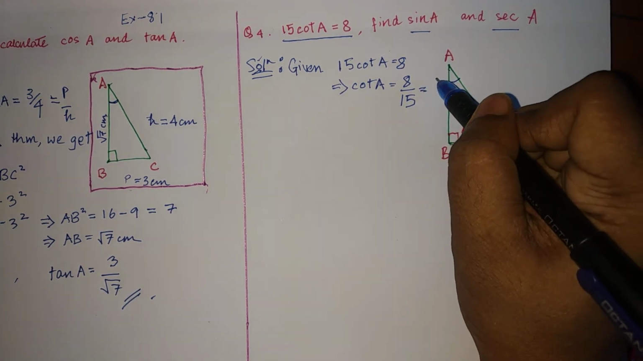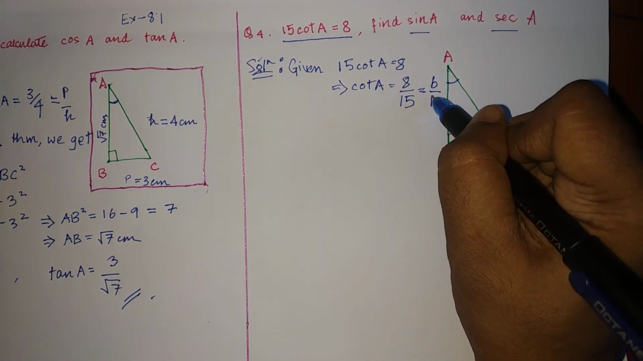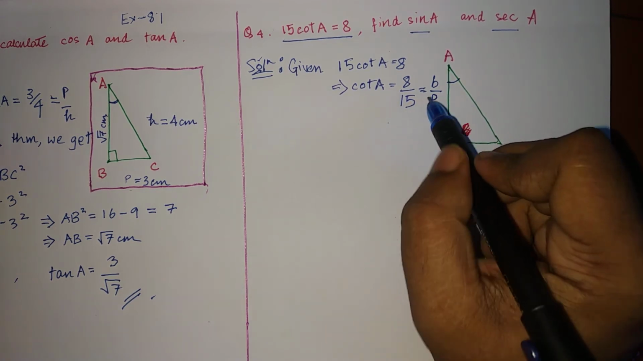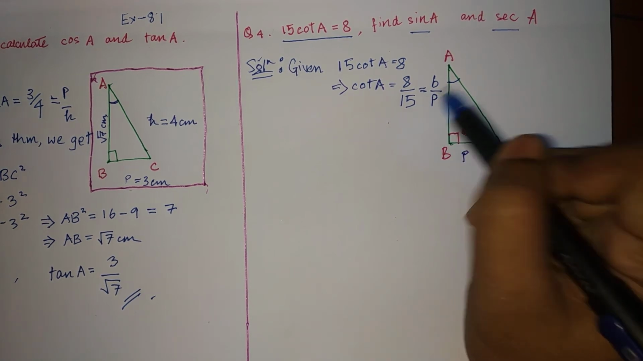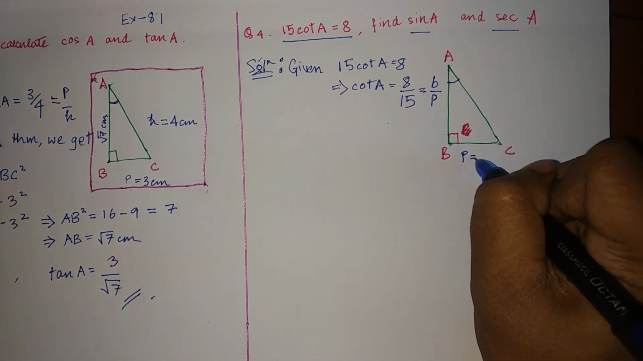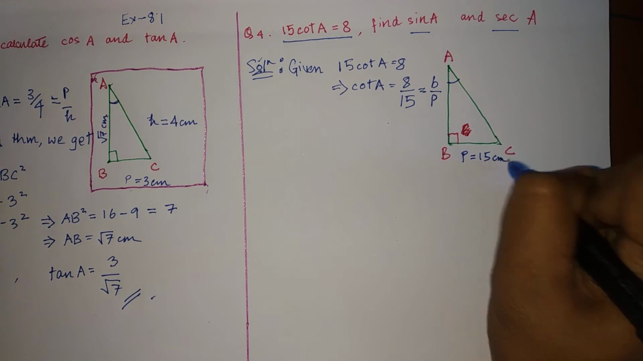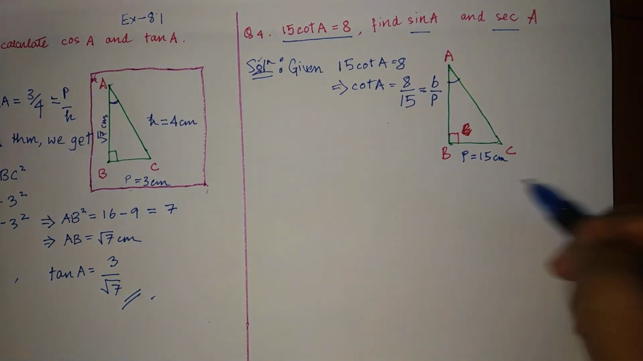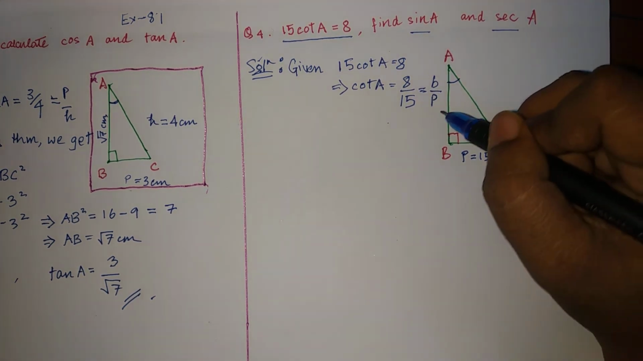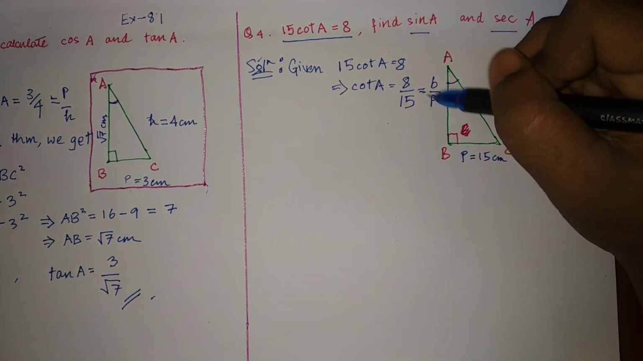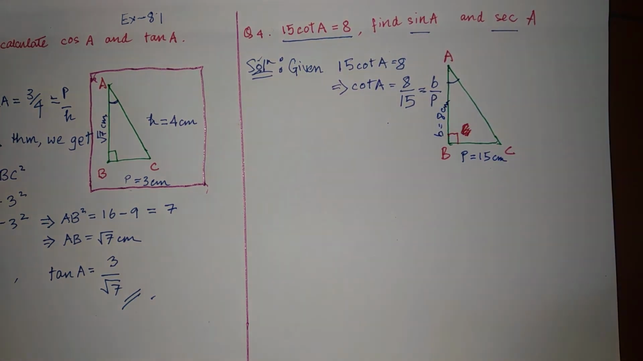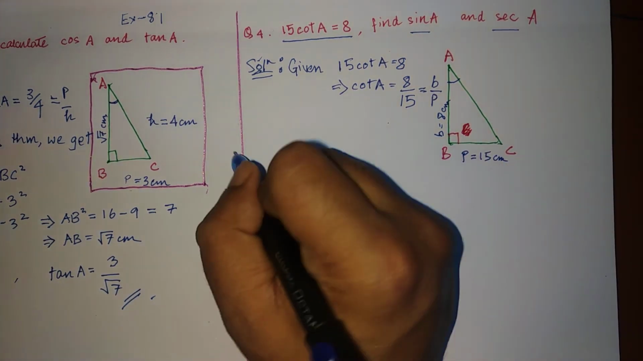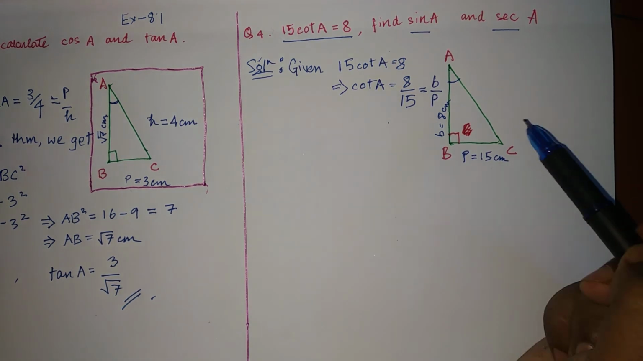So we know the value of cot theta, which is B by P, base by perpendicular. So let's try to equalize the proportions. We write P is equal to 15 centimeter. You can take any unit here, 15 units, 15 centimeter, 15 meter, and B is equal to 8 centimeter. So we get the value of two sides. By applying Pythagoras theorem, we can find the length of the hypotenuse here.